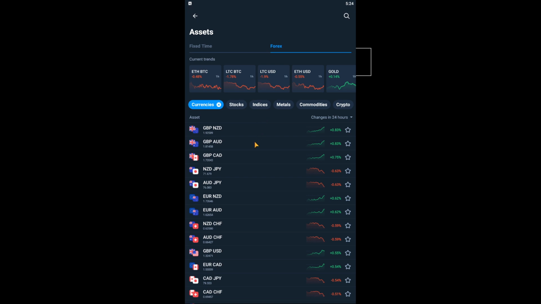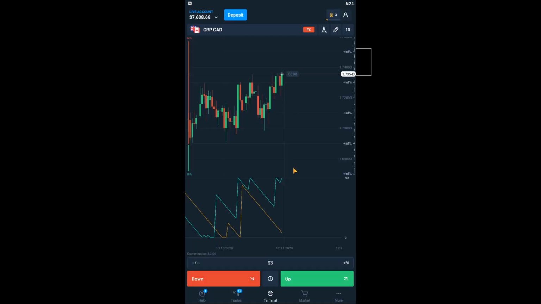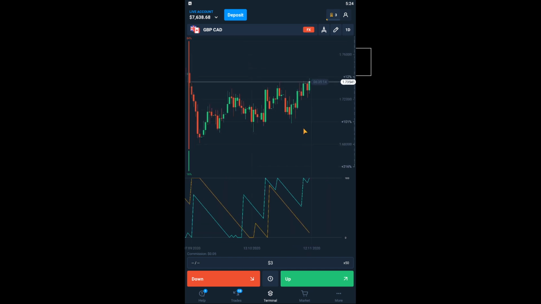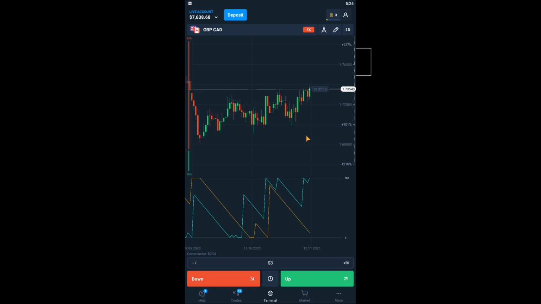So I hope you guys now understand a little bit more about the AROON indicator. You can use it in your trading, and I wish you guys success using this indicator.